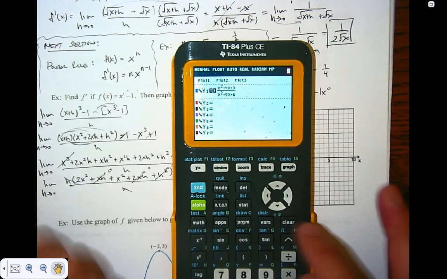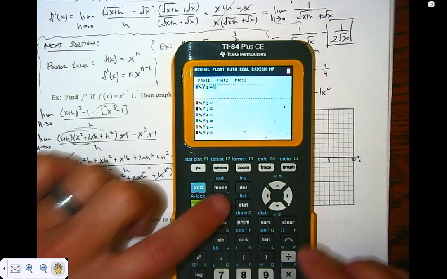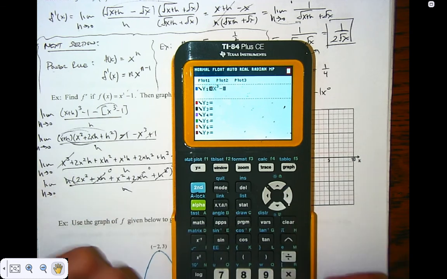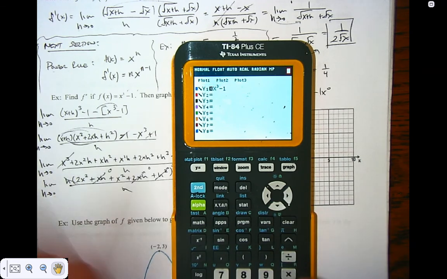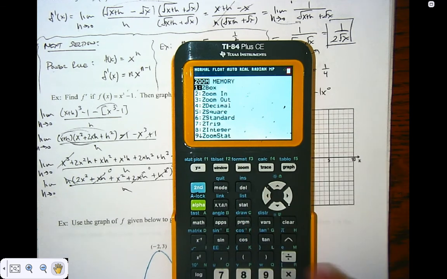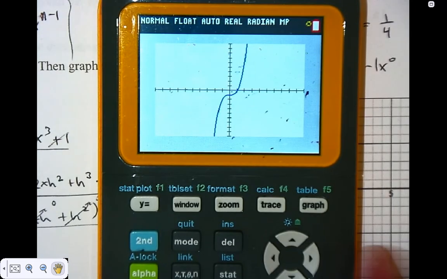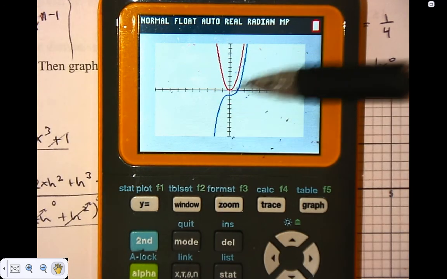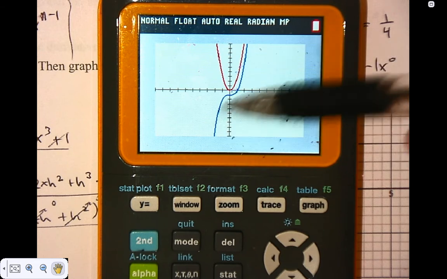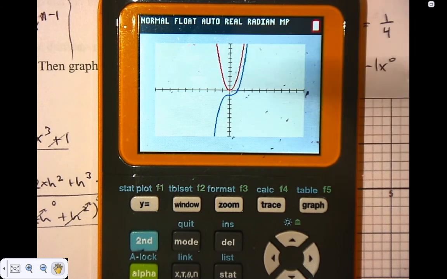So let's go in here and graph the original function, which is x cubed minus 1. And then let's graph the derivative, which we found to be 3x squared. We're going to graph it on the same coordinate axis, and we're just going to look for some things. As you graph that, you can see here that this blue line was the original function, and the red line is the derivative.